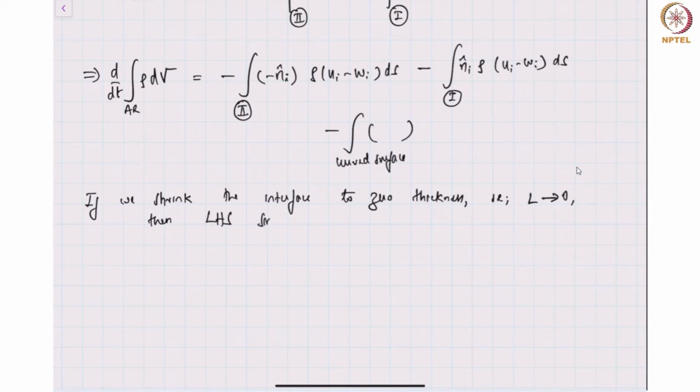Why does it go to 0? Since the volume dV is nothing but the length times ds. Okay, and therefore I have left hand side is 0. Okay, therefore I can now basically take, okay, in addition I have one more important step. Also, the curved surface also disappears.